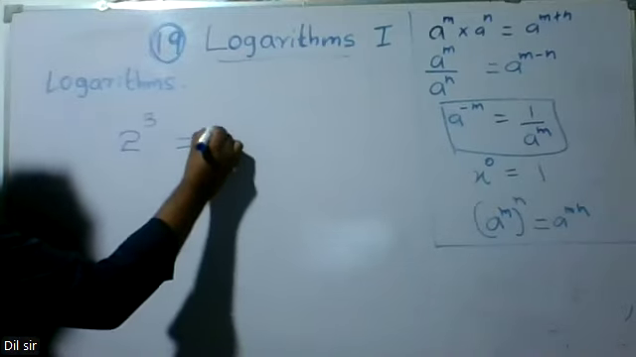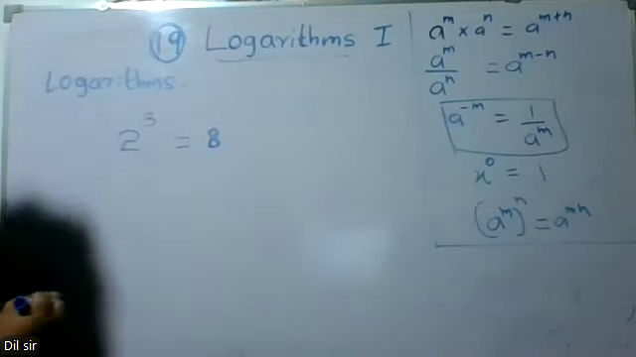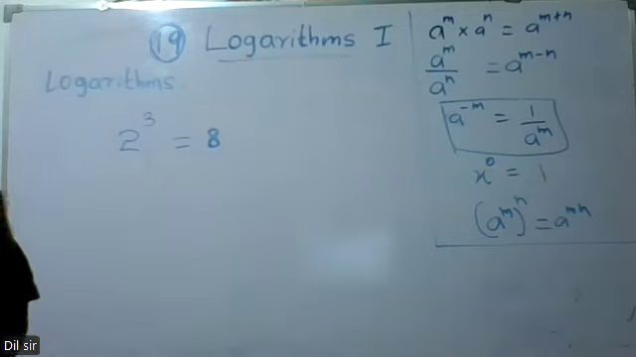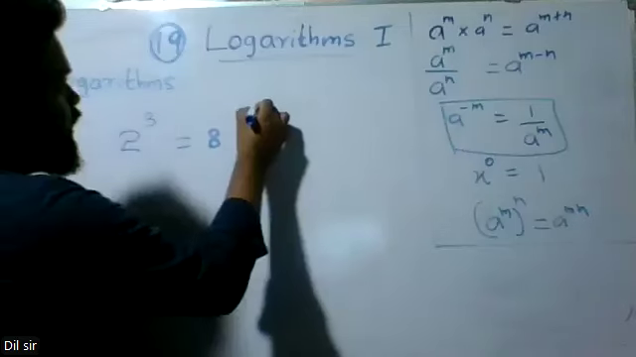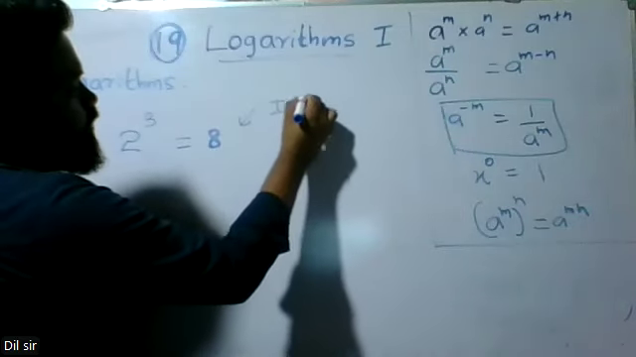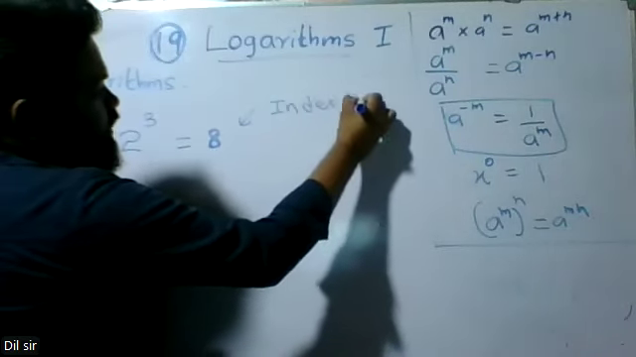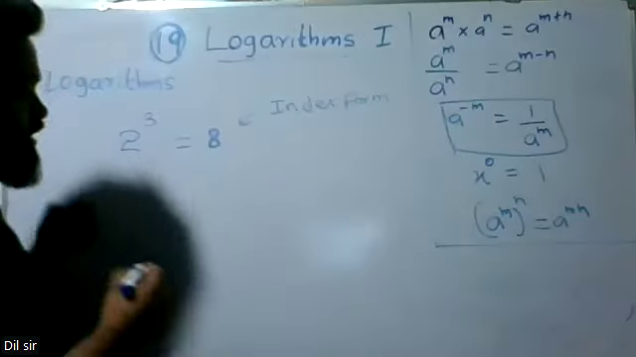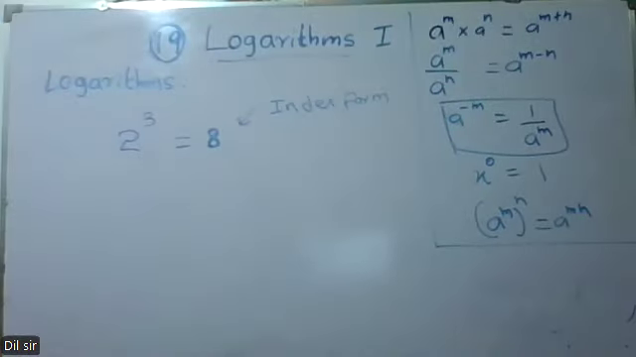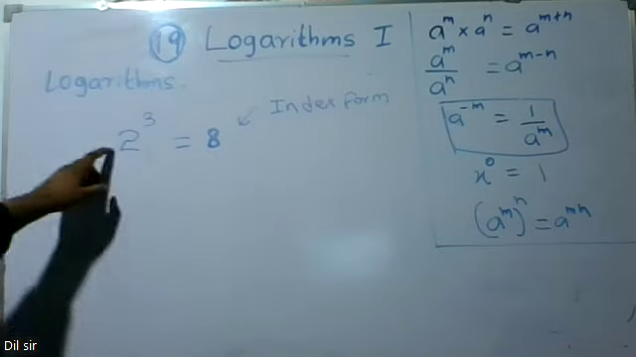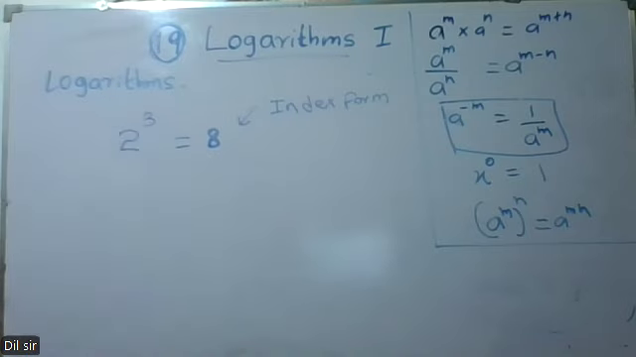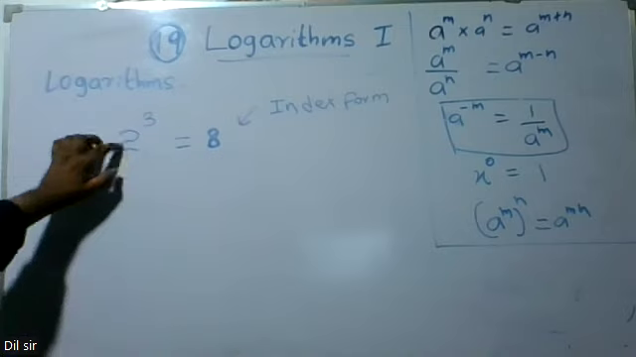You all know that 2 to the power 3 is 8. Two, three times. This is called index form. We call writing it in this way index form. We know that 2 to the power 3 is 8. It is index form.